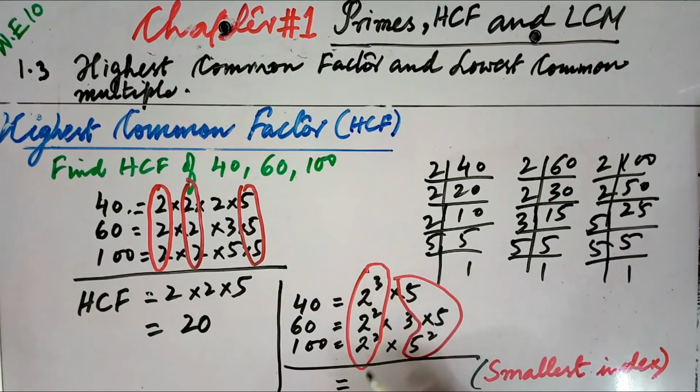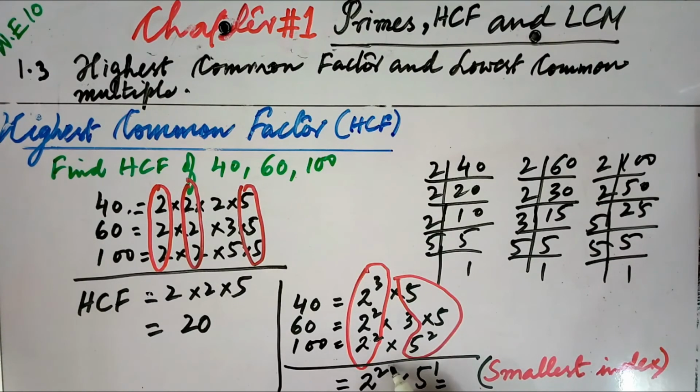So what would it be here? What is the smallest? This is 2 raised to the power 2, 2 raised to the power 2. This is 2 raised to the power 3. The smallest one is 2 raised to the power 2. And what about here? 5, 5 and 5 squared. There are no powers, it means that 1 would be over there, 1 will be over here. So what would be the smallest? 5 raised to the power 1. And you can write it like this.